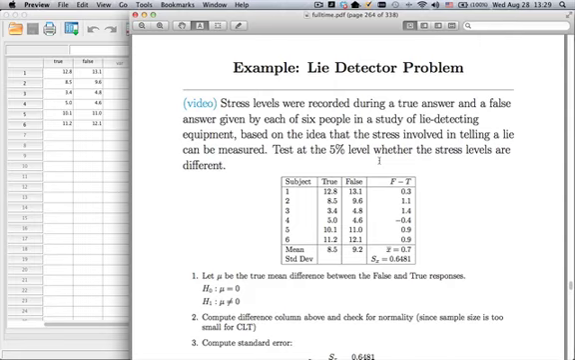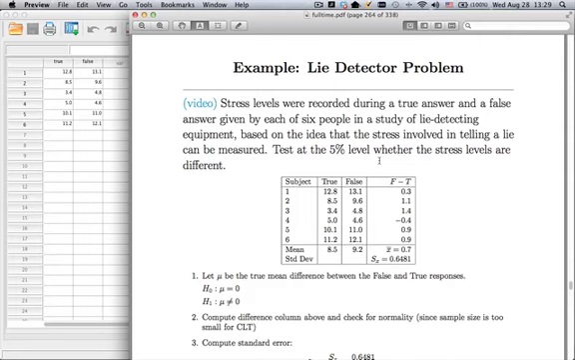Here's the problem. Stress levels were recorded during a true answer and a false answer given by each of 6 people in a study of lie detecting equipment, based on the idea that the stress involved in telling a lie can be measured. So test whether the stress levels are different.